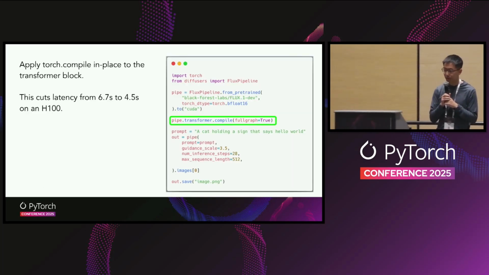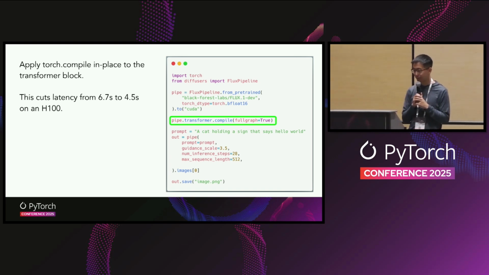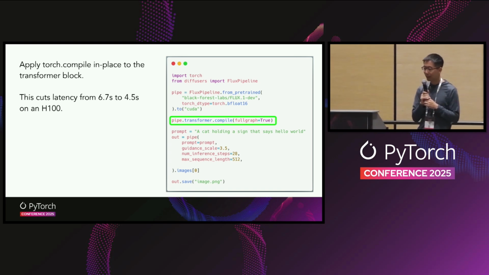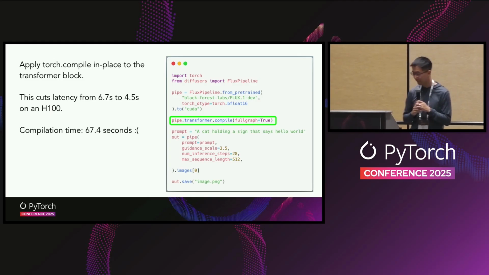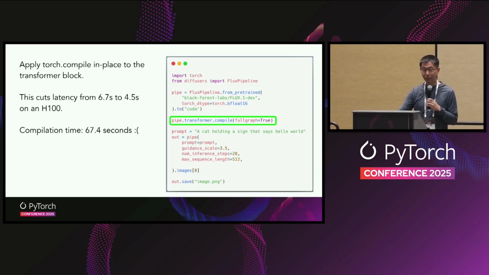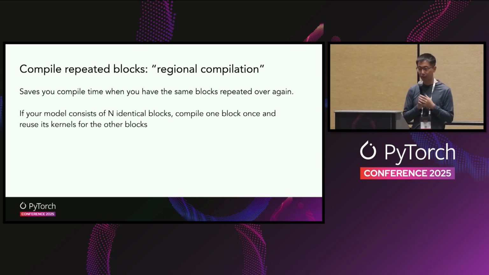HuggingFace diffusers exposes the diffusion transformer as this pipe.transformer object in your pipeline. And you can just call compile on that with full graph true. Doing this gives you some level of speedups, with one unfortunate downside. The compilation time is actually really high compared to the amount of time it takes to generate one single image. And so there are ways you can reduce your compilation time depending on how your model looks. I'll talk about one technique.